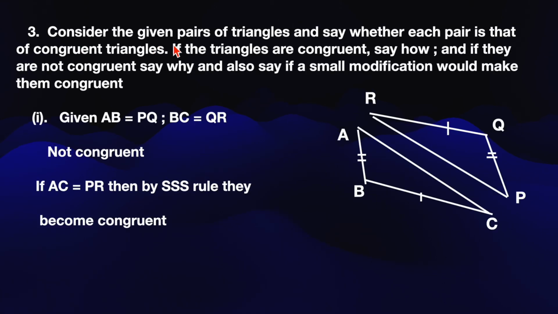Okay. Consider the given pairs of triangles and say whether each pair is that of congruent triangles. If the triangles are congruent, say how, and if they are not congruent, say why, and also say if a small modification would make them congruent.